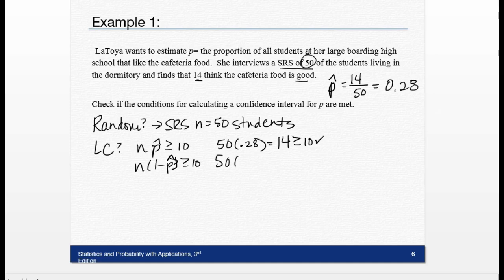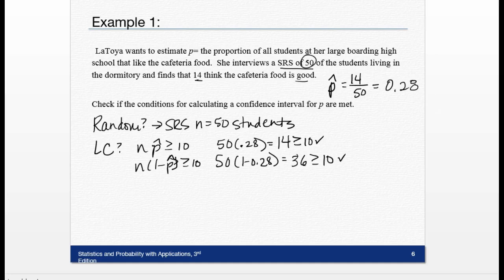Then I have to do 50 times 1 minus 0.28, and I get 36. That's greater than or equal to 10, so I show that. All right, so I've checked both conditions.